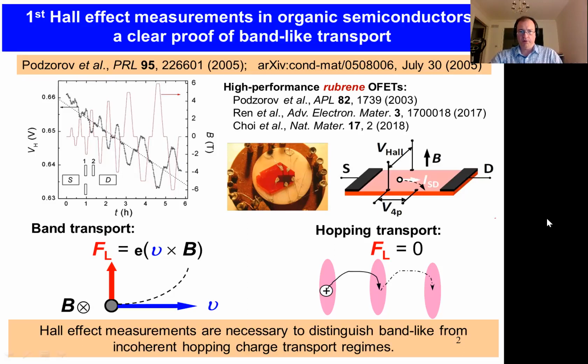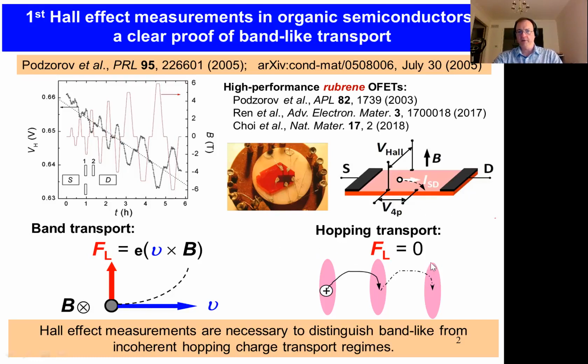The importance of the Hall effect measurements in organic semiconductors comes from the fact that they can be used to distinguish the band transport from incoherent hopping transport. Because in the band transport, one can introduce microscopic velocity of the carrier, this v, and therefore the classical Lorentz force is going to be non-zero, and you'll see the effect.